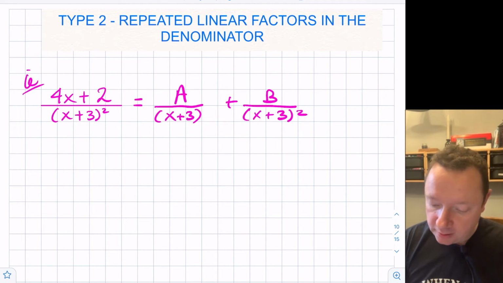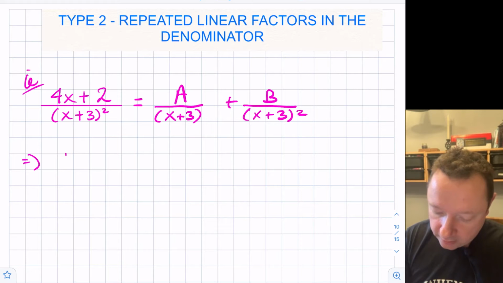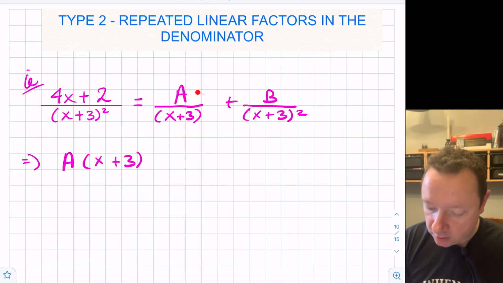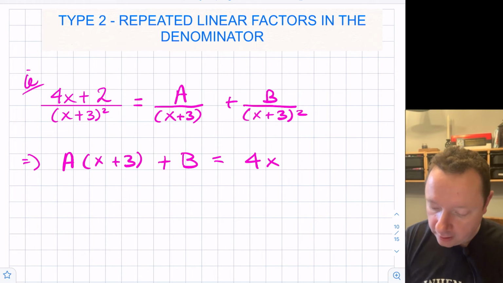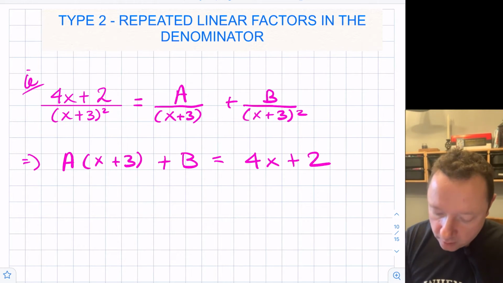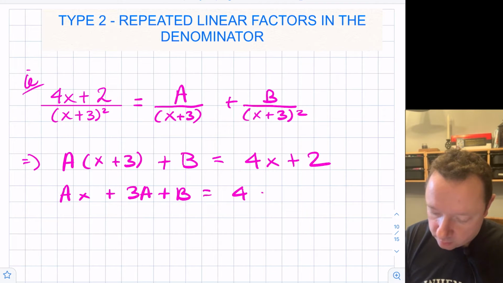If we were to add these together, then I would need to times this fraction by x plus 3. So that implies I would have a times x plus 3 to make a common denominator on the bottom, x plus 3 squared for this. But this one doesn't have to be times by anything because it's already got x plus 3 squared. So it would just be plus b. And that would now equal the whole top, 4x plus 2. Multiplying my brackets out, I get ax plus 3a plus b equals 4x plus 2.